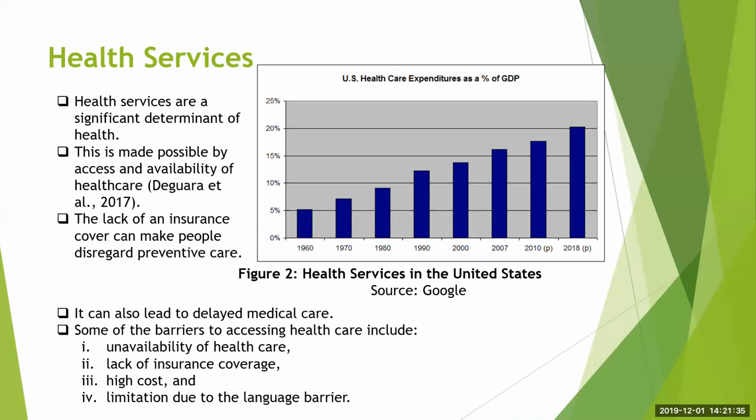Health services. Health services are a significant determinant of health. This is made possible by access or availability of health care. The lack of insurance cover can make people disregard preventative care. It can also lead to delayed medical care. Some of the barriers to accessing health care include unavailability of health care, the lack of insurance coverage, high costs, and limitation due to language barrier.